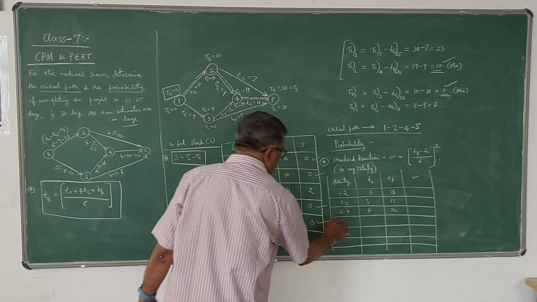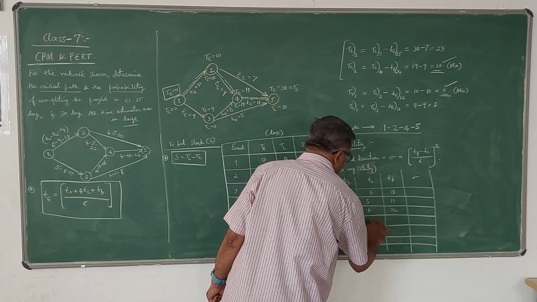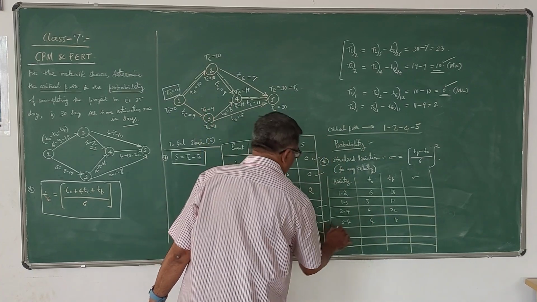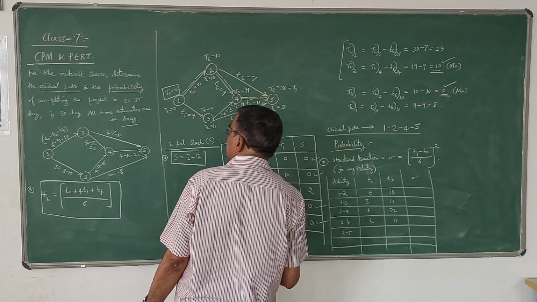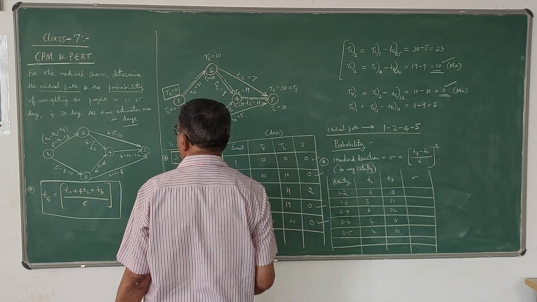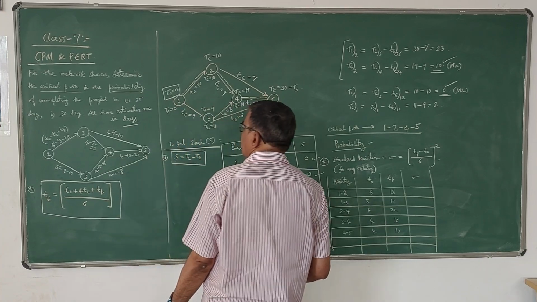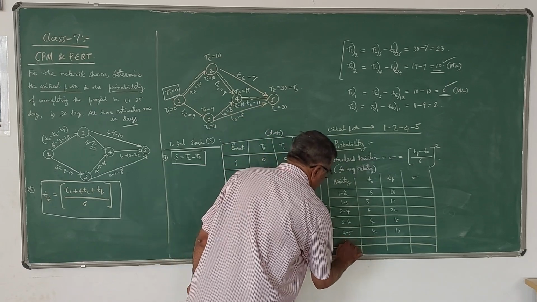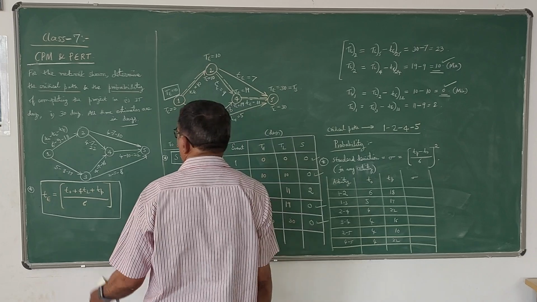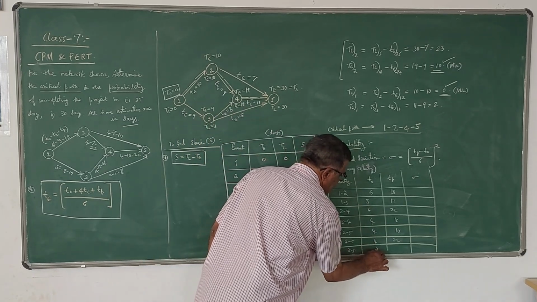Next for 3-4, it is 4 and 16. Then for 2-5, it is 4 and 10. Then for 4-5, it is 4 and 22. Then for 3-5, 2 and 8. So these are the values.